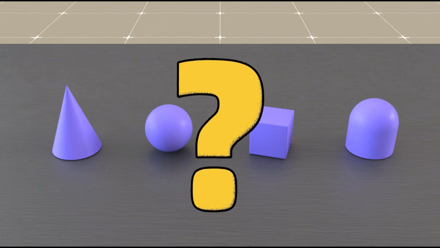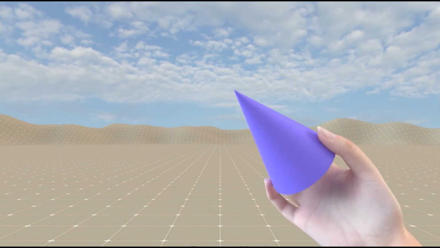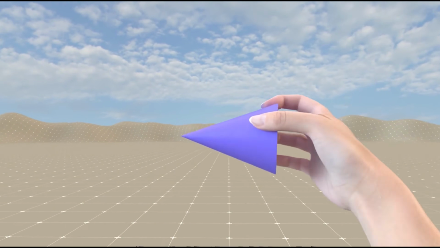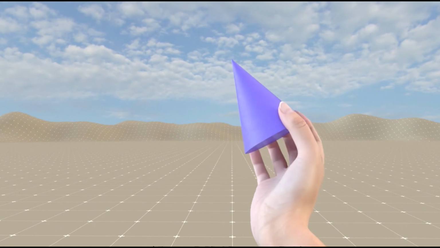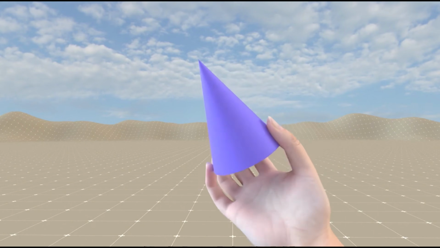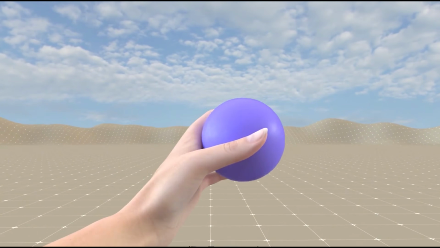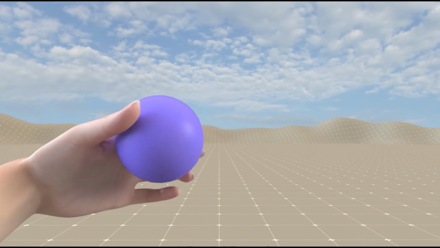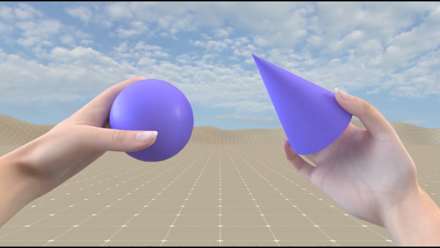Some might say the cone, because its sharp tip can cut through the air, and it has the smallest surface area, reducing air friction. Others might say the sphere, because it's the smoothest and most aerodynamic, so it can be thrown farther. But the reality might not be what you expect.